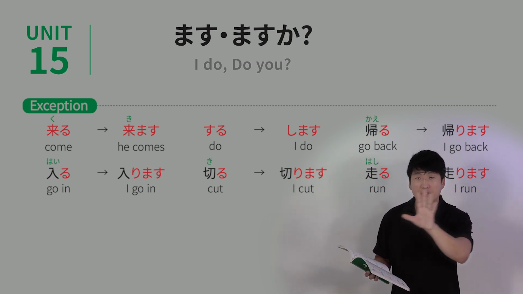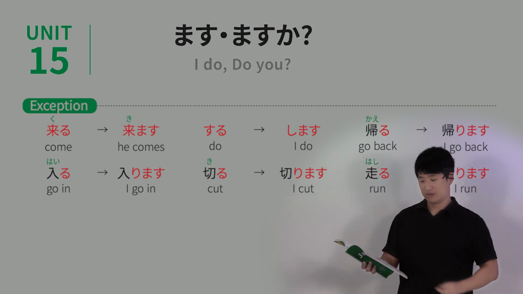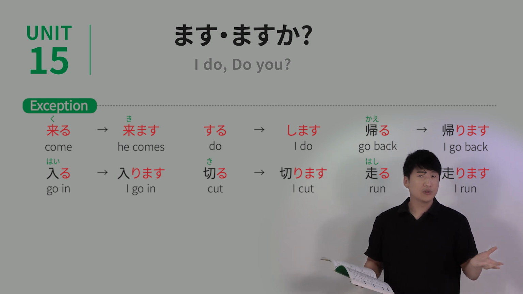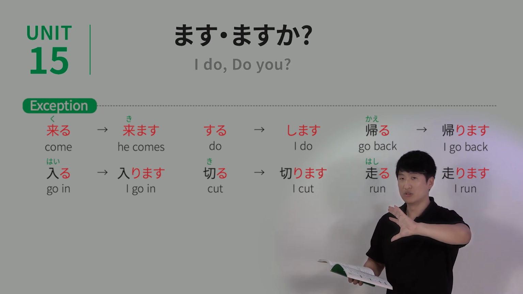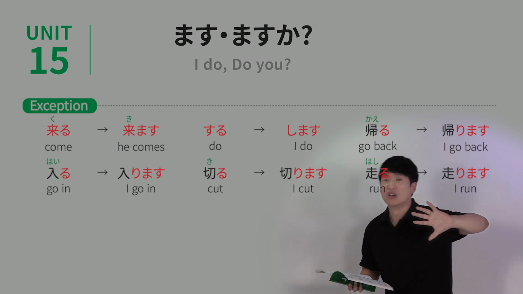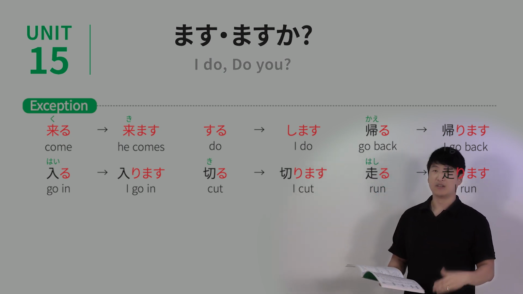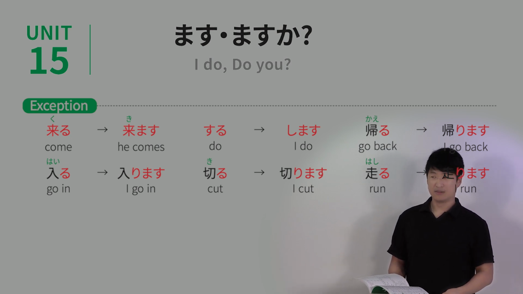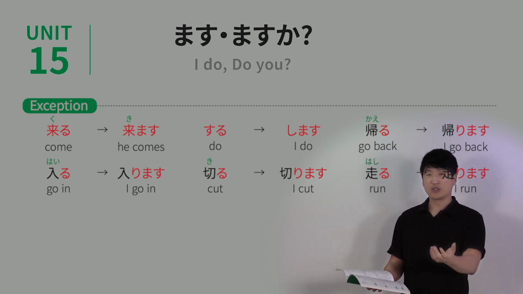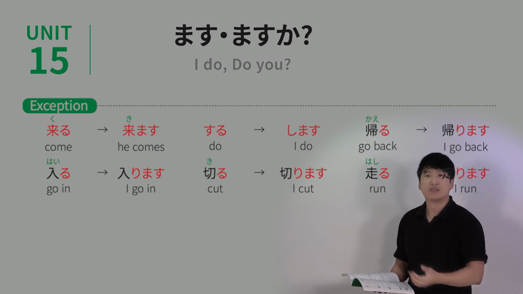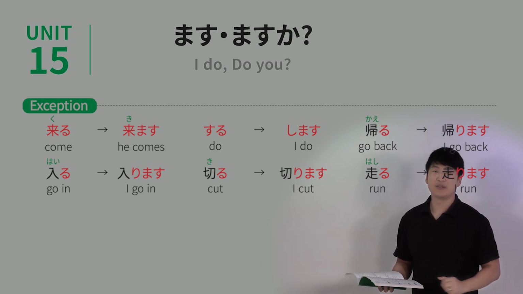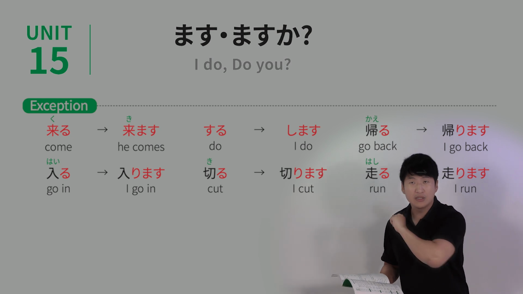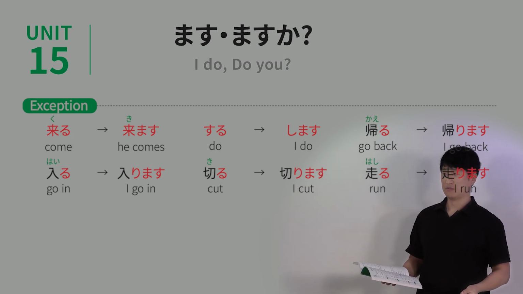So, suru, shimasu. For example, 運動する, workout. 運動する. Then する was exception, and it was just します. So 運動する, 運動します. I work out, I exercise. 料理する, cook. I cook. 料理する. The whole する becomes what? Yes, します. So 料理します. Right?